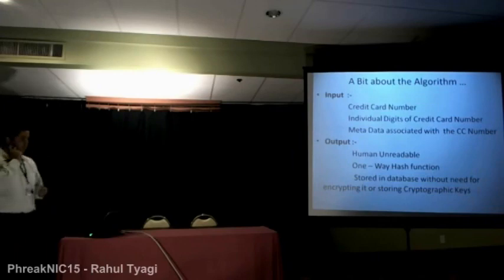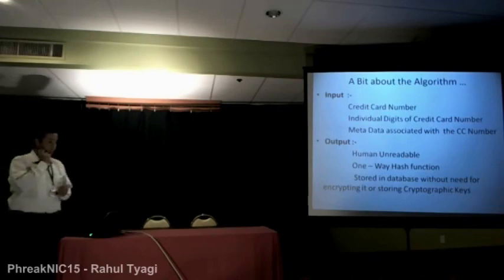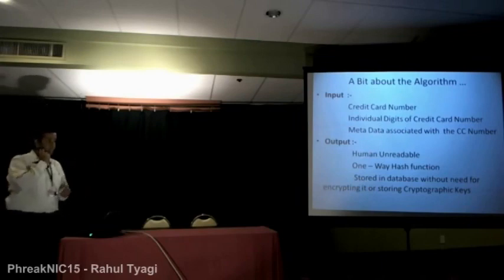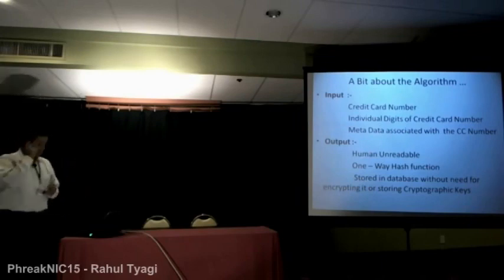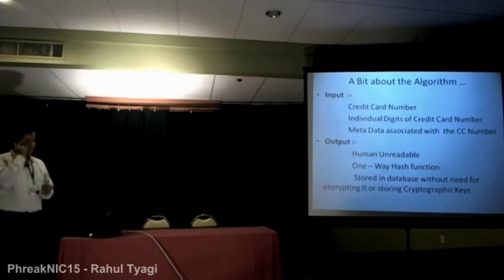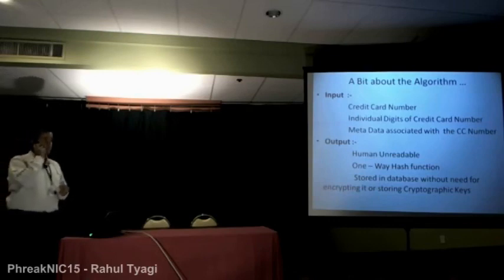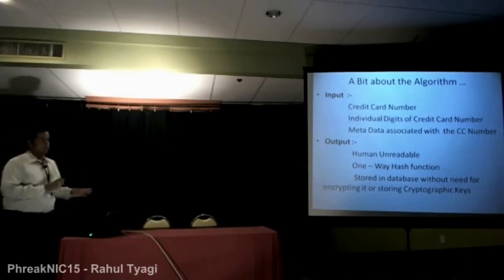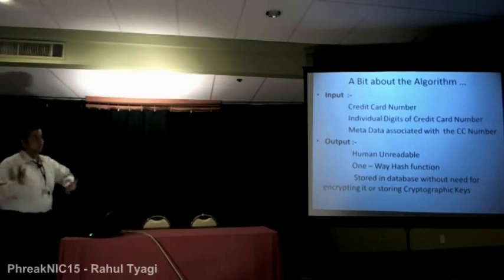As I told you, the input that goes into the credit card number algorithm is the credit card number, the individual digits, and the metadata, the position of each number. The output you get is human unreadable. You can call it a one-way visual hash. So even if you have the hash, you cannot get back the image.